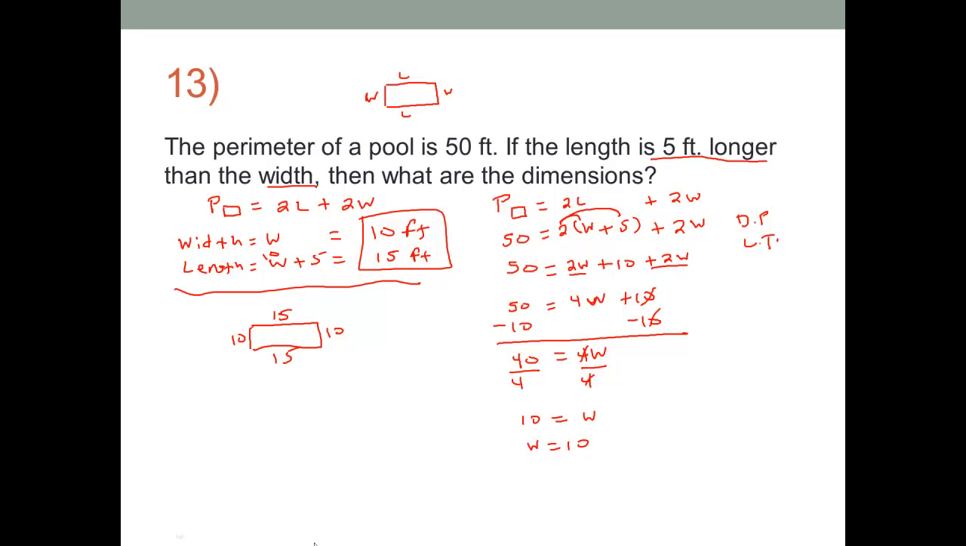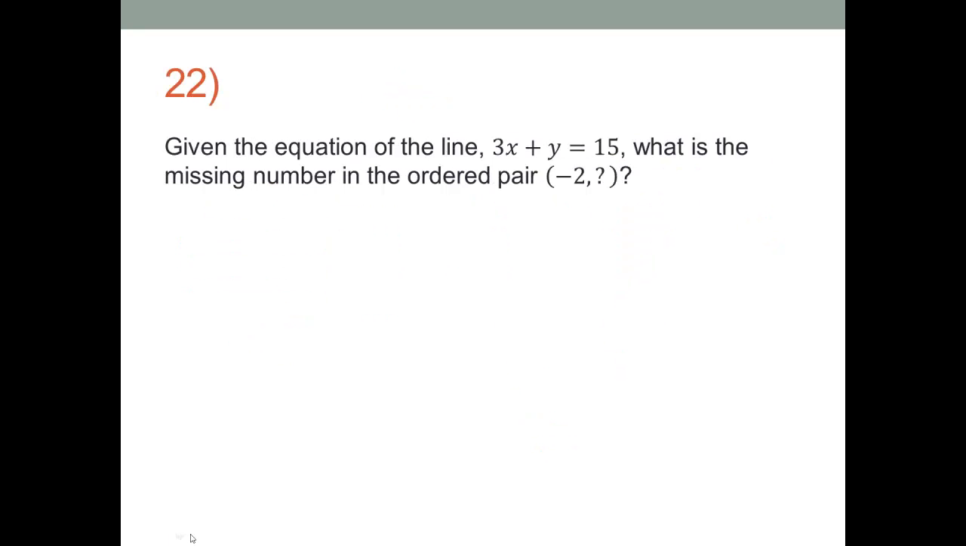Okay, let's take a look at one more application problem. Word problem here. And this has to do with graphing in ordered pairs. It says, given the equation of the line 3x plus y equals 15, what is the missing number in the ordered pair? Well, if you remember that your ordered pairs are listed in alphabetical order, in this case, x, y. So negative 2 represents our x coordinate. So what we can do to figure out the y coordinate that goes with it, we can take that 3x plus y equals 15 and substitute negative 2 in for x.